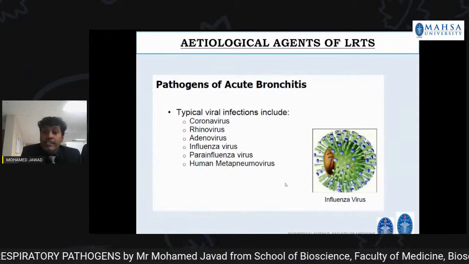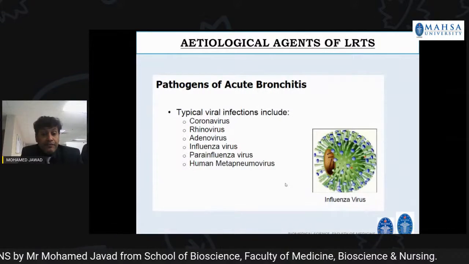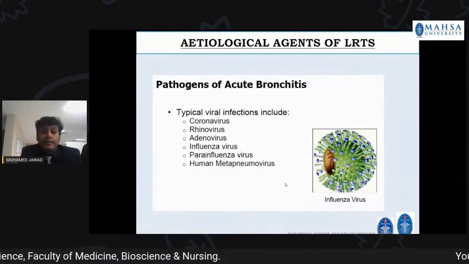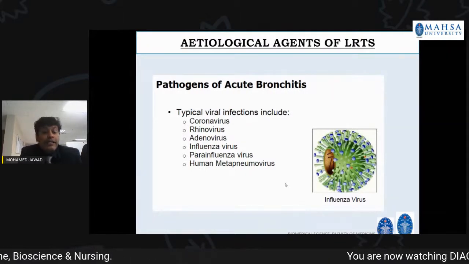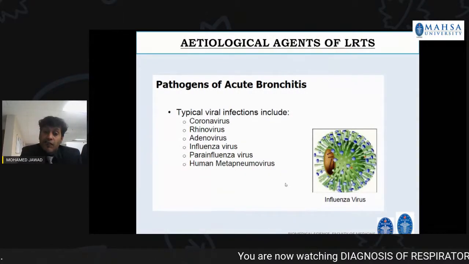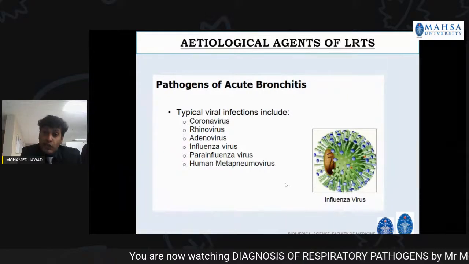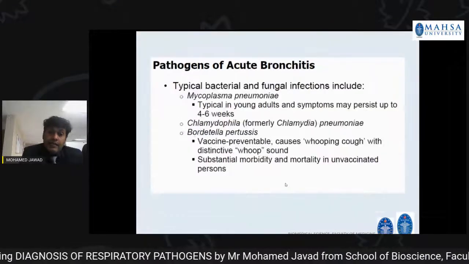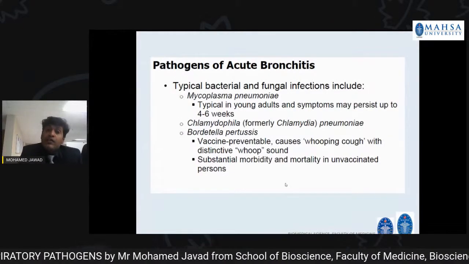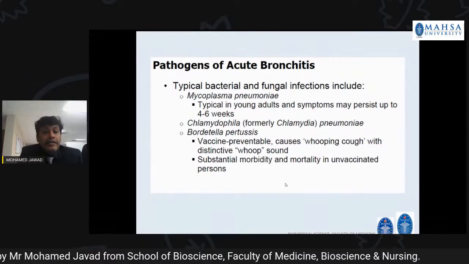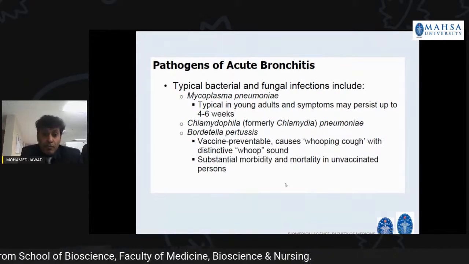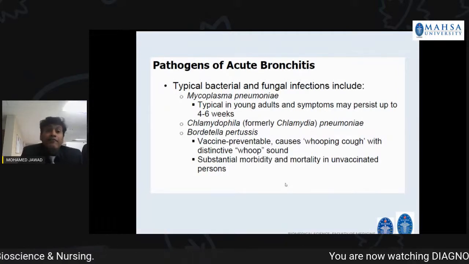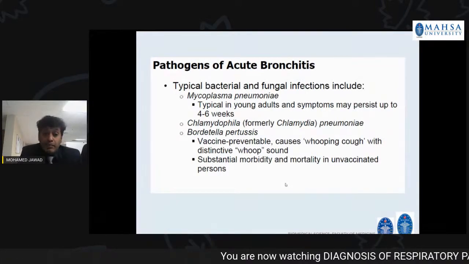The etiological agents for lower respiratory tract infections, mainly the pathogens of acute bronchitis, are coronavirus, rhinovirus, adenovirus and influenza virus. These are the common etiological agents for lower respiratory tract infections. Then, among the pathogens of acute bronchitis, everyone knows Mycoplasma pneumoniae, which is mostly caused by bacterial and fungal pathogens, including Mycoplasma pneumoniae.